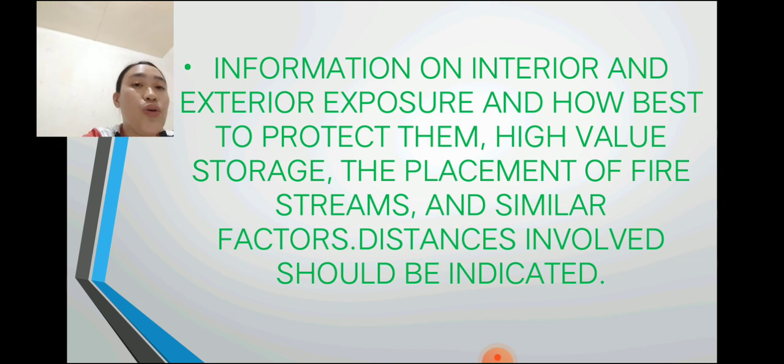Information on interior and exterior exposure and how best to protect them. High value storage and the placement of fire streams and similar factors, distances involved shall be indicated. So this is the information on exterior or interior exposure and how best to protect the people. The distance must be indicated.